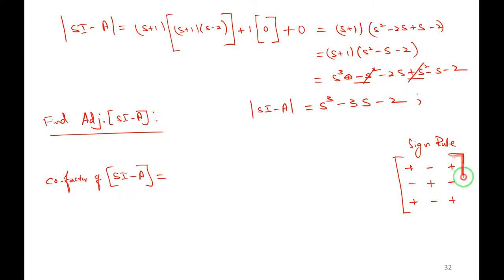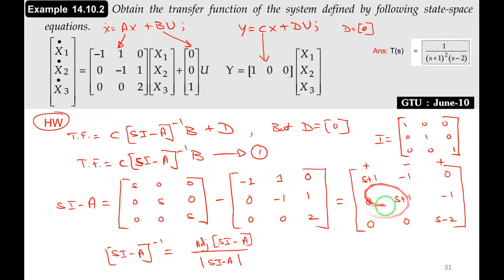Alternate signs you have to take. Plus, minus, plus. Right, so I have taken it correctly. Then I will apply this sign. First we'll find the cofactor, then we'll take the transpose, right? First the cofactor of sI minus A. So it's also 3 cross 3 that I should get. This is sI minus A.